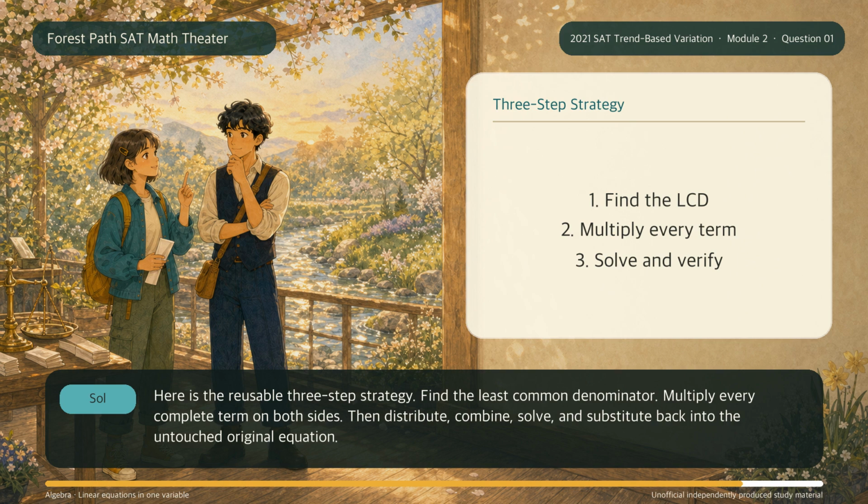Here is the reusable three-step strategy. Find the least common denominator. Multiply every complete term on both sides. Then distribute, combine, solve, and substitute back into the untouched original equation.